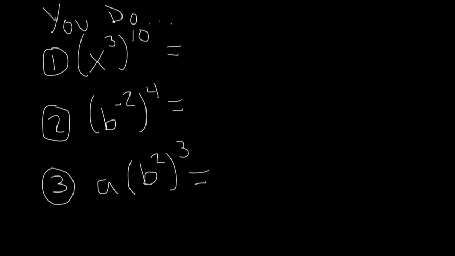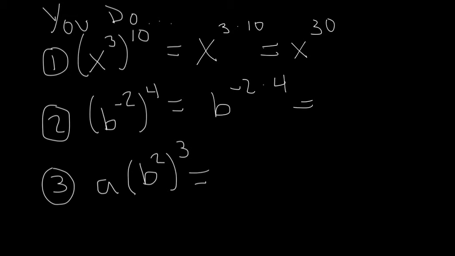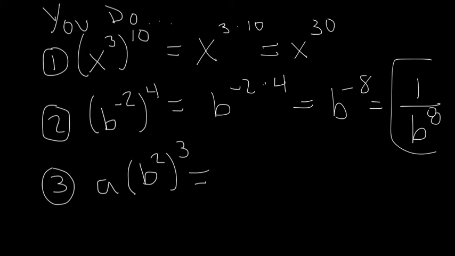Welcome back. To answer this one, the first one would be x to the 3 times 10, which would give you x to the 30th. Over here, to simplify this one, you'd have b to the negative 2 times 4, and that would give you b to the negative 8, but a simplified expression should not have a negative exponent. So remember, negative exponents become positive when you move them to the bottom of a fraction. So this would be the final answer on number 2.